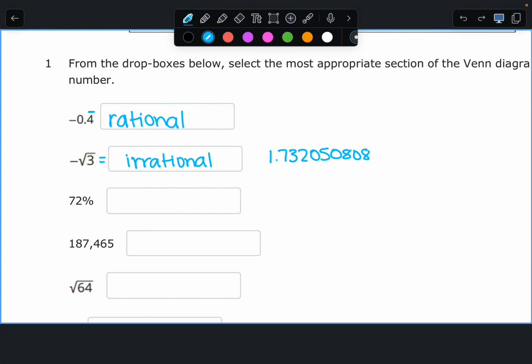Whether to move it left or right, what can you do to go from percent to decimal? That is one way to do it. Divide by 100. Good. So if I divide 72 by 100, I would get 0.72. Yeah. So that would make this one a regular decimal. So this one is rational. Okay.